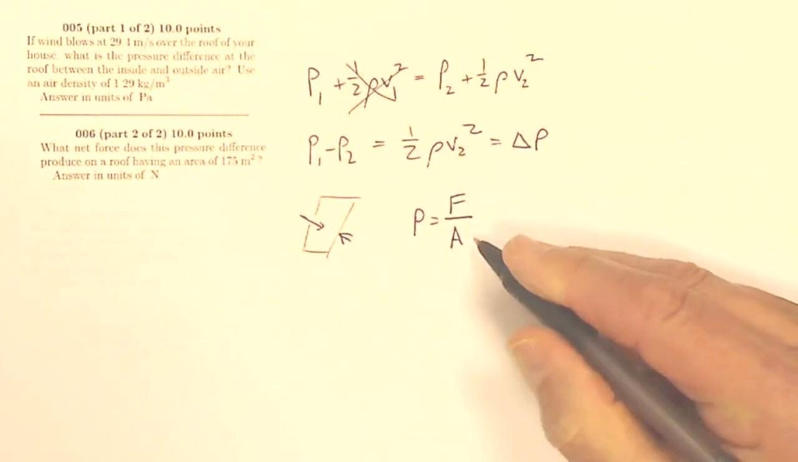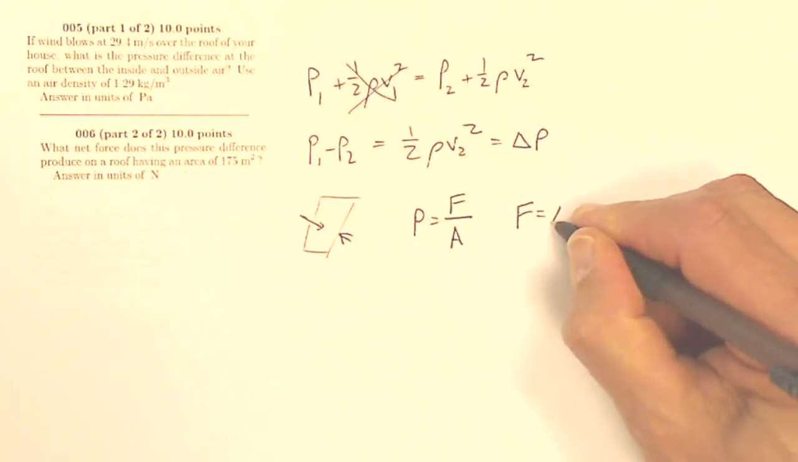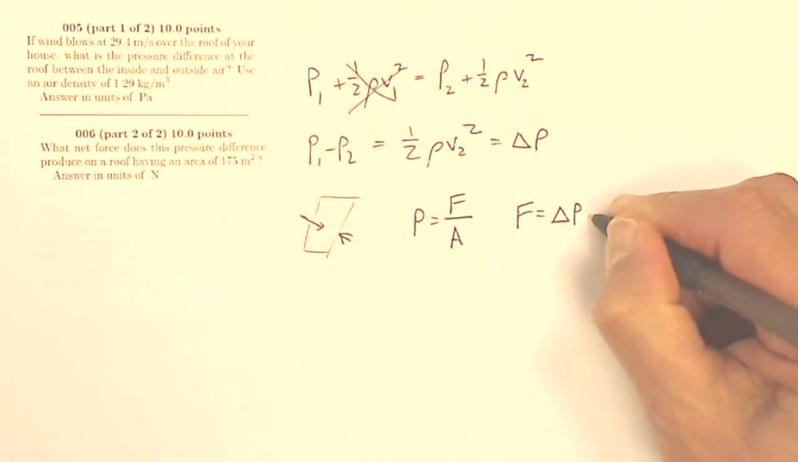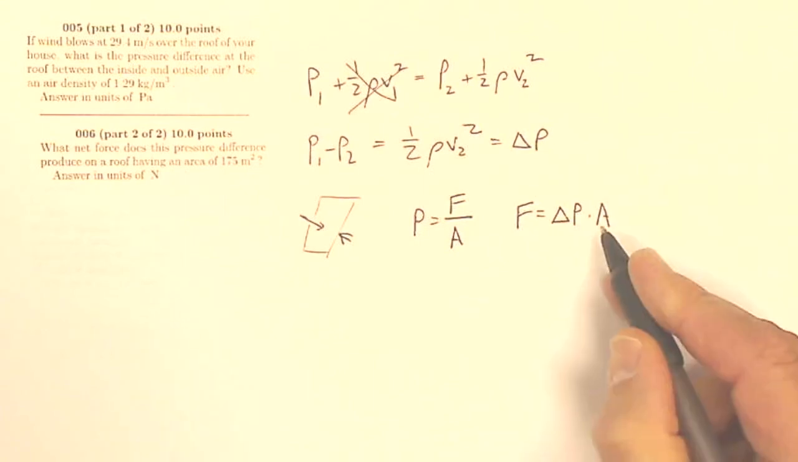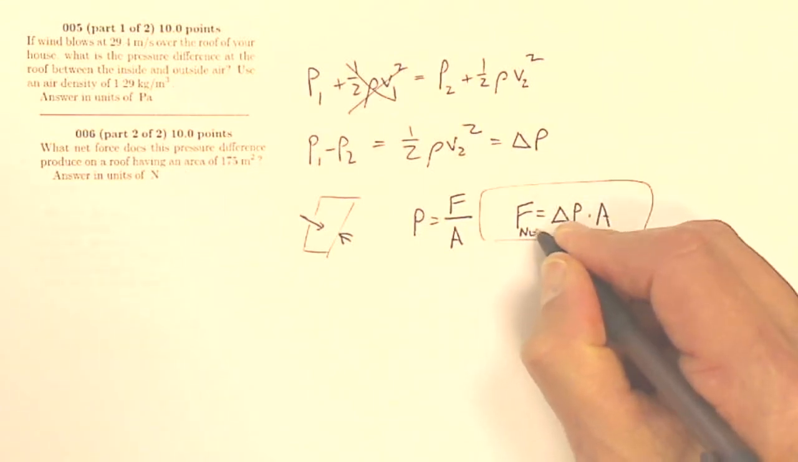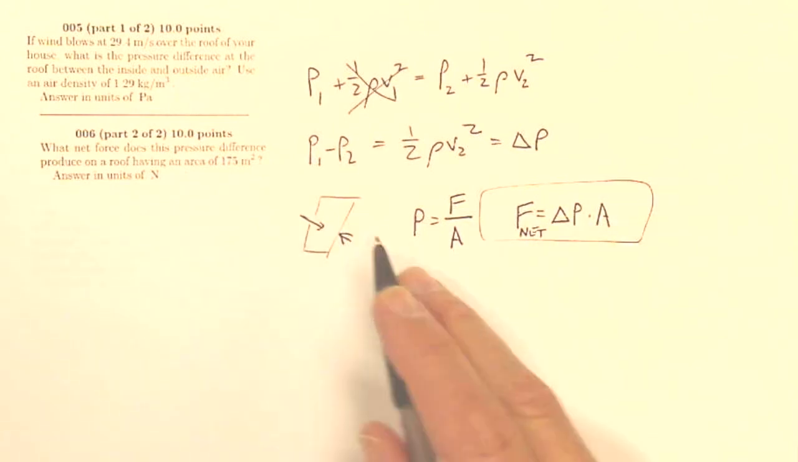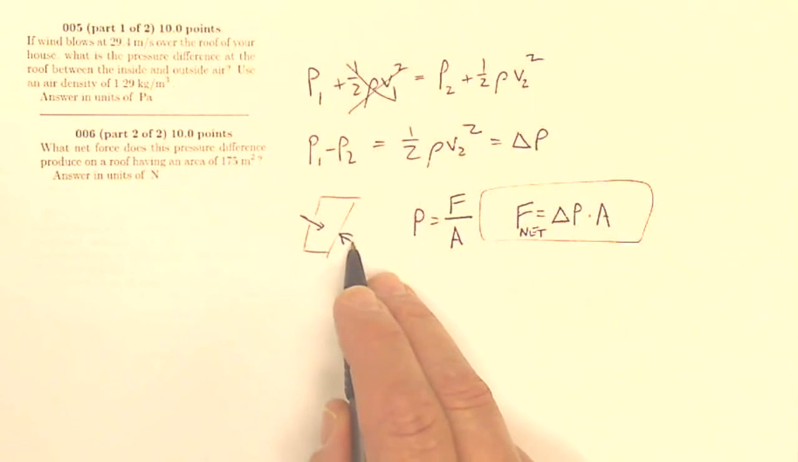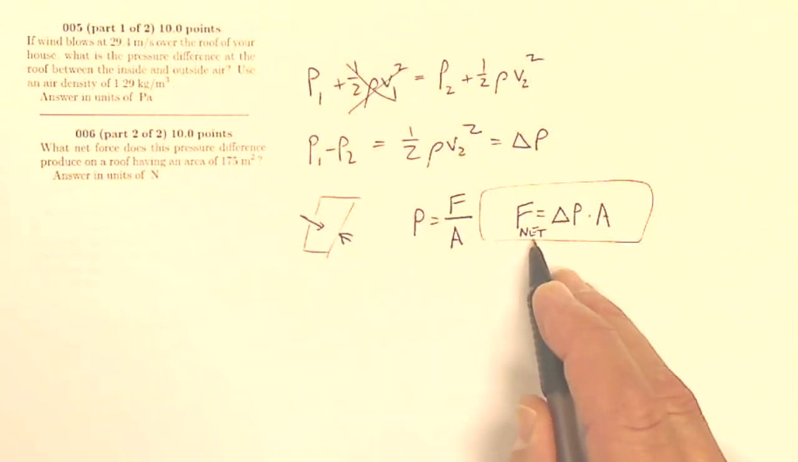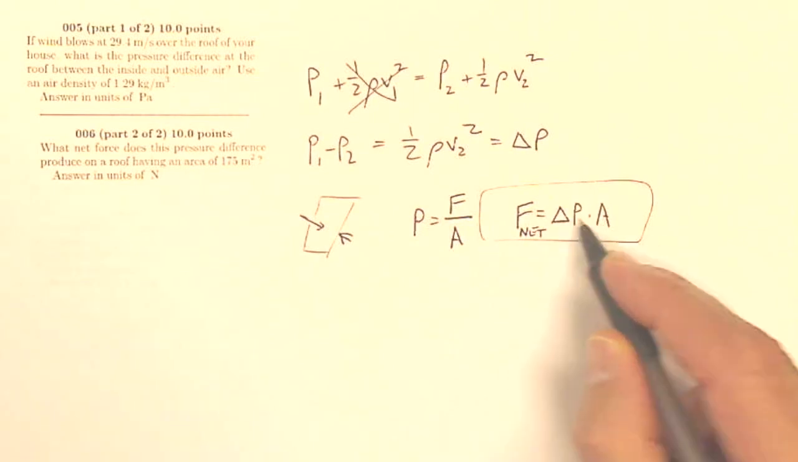Well, if I want the net force, I know that pressure is the amount of force per the amount of area. So if I want the force, my force is going to be that difference in pressure times the area of the roof. That'll be the net force on the roof, because it's the difference that matters. If I have the same pressure inside and outside, it would equal out. So if I have a little more on the inside than the outside, I'll have a net force, because I do have pressure on the outside, I do have pressure on the inside. It's just the difference that matters.